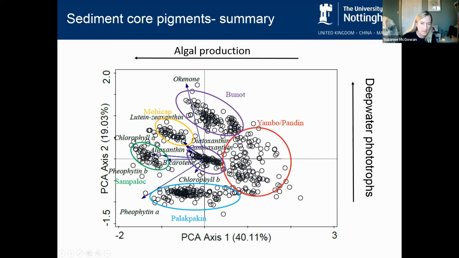What seems to be happening is we've got movement along this axis, which is really indicating that there's a lot of autotrophic algal production. So that's a classic eutrophication response. But where we've got more movement in this direction, where the oakenone is, this is suggesting there's changes in the deep water phototrophs. So we've got some movement in the diagonal, suggesting that there's a relationship between increases in algal production and changes in deep water production.